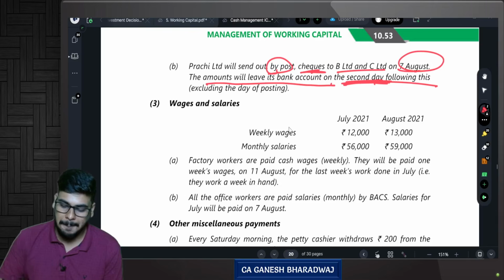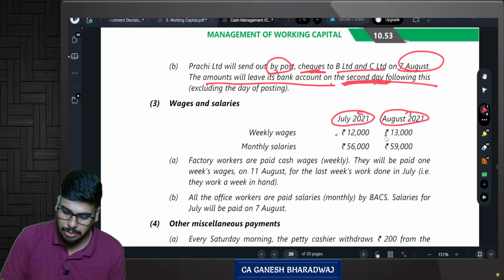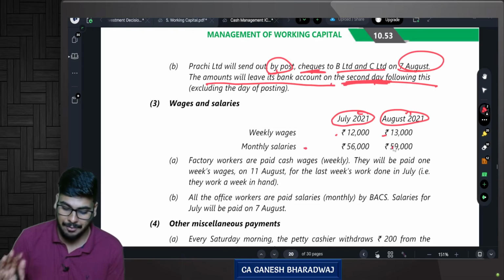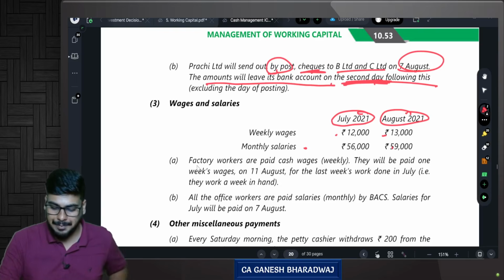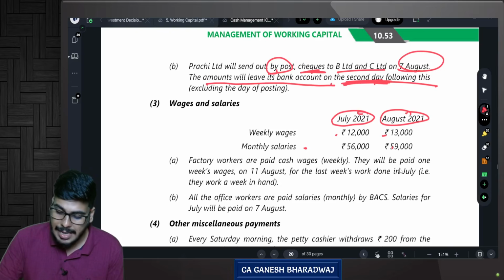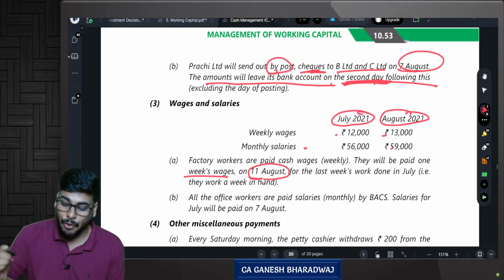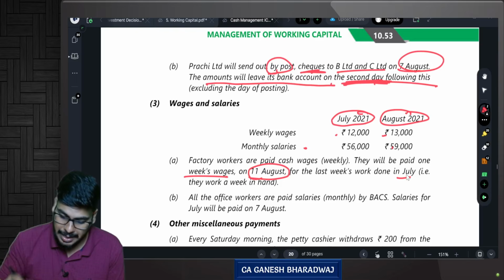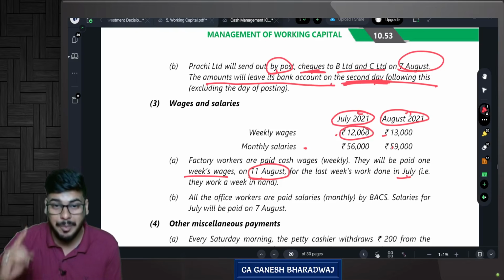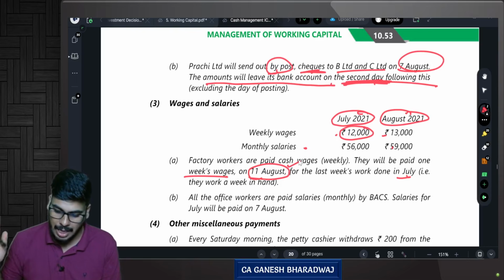Wages and salary. For the month of July, for the month of August, weekly wages 12,000, 13,000, monthly salaries 56 and 59. Read this immediately. The factory wages are paid in cash weekly. They will be paid 1 week's wages on 11th of August for the last week's work done in July. So this 12,000 rupees weekly wages will be paid on what? 11th of August. Are you clear with this?